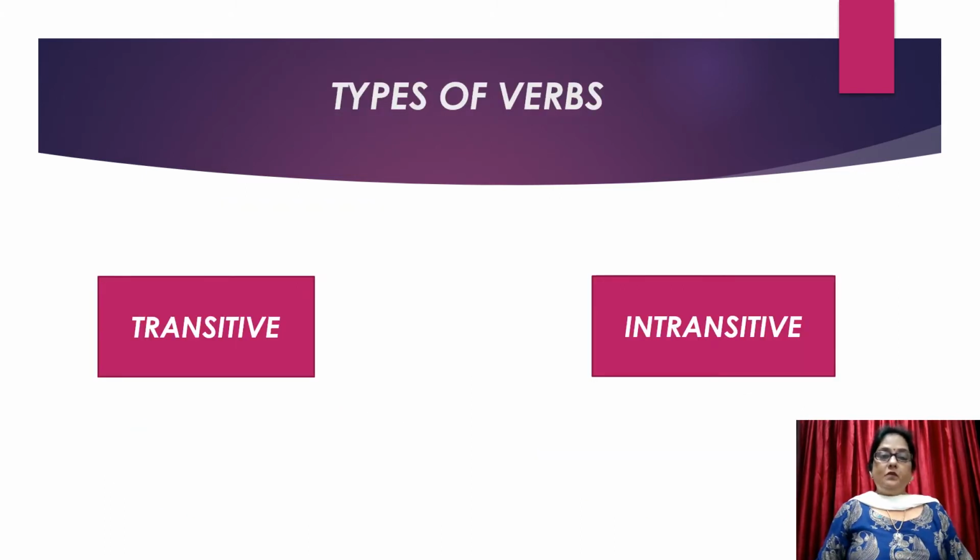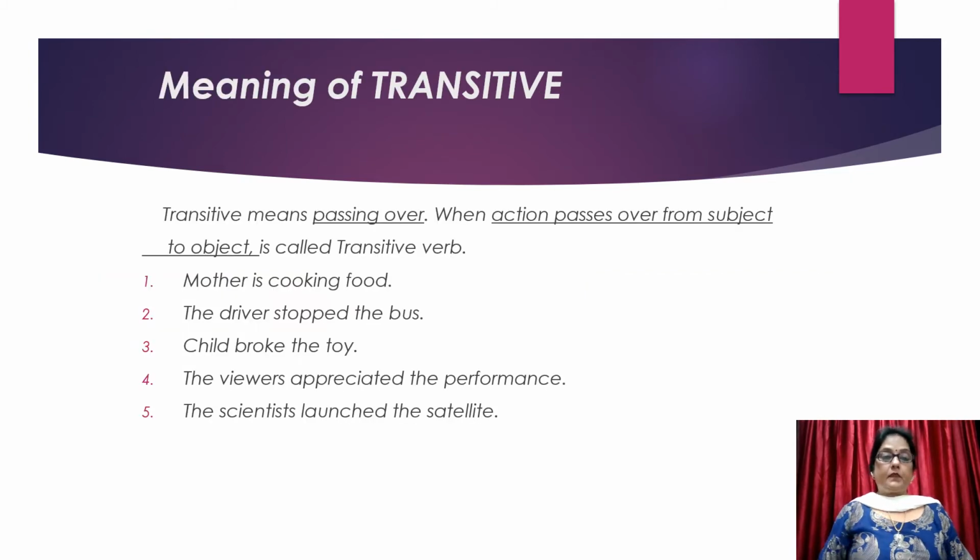Now types of verbs. Please don't confuse classes of verbs with types of verbs. These are the main types of verbs: transitive and intransitive. Let's understand them in detail. Meaning of transitive. Transitive means passing over. When action passes over from subject to object, it is called a transitive verb.